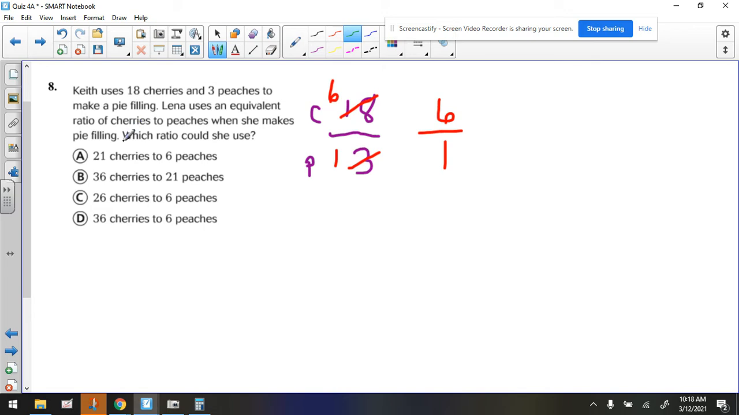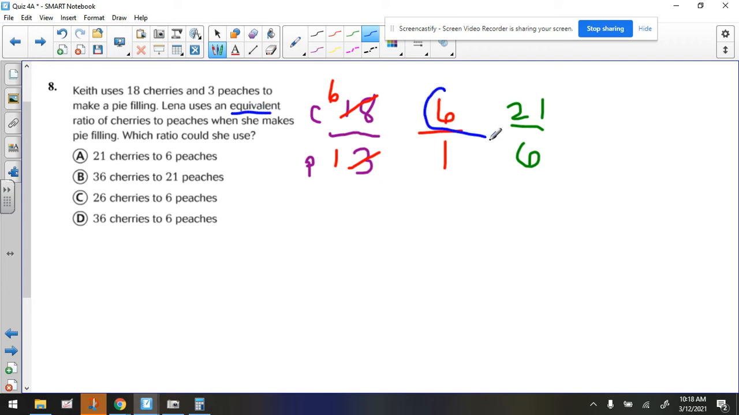So if we look at choice A, they're talking about 21 for cherry and 6 for the peach. Now we have a couple options. One option is to do cross products. So let's explore the idea of cross products, because if the cross products are not equivalent, then that means the ratios are not equivalent. And remember, it says that they have to be equivalent.